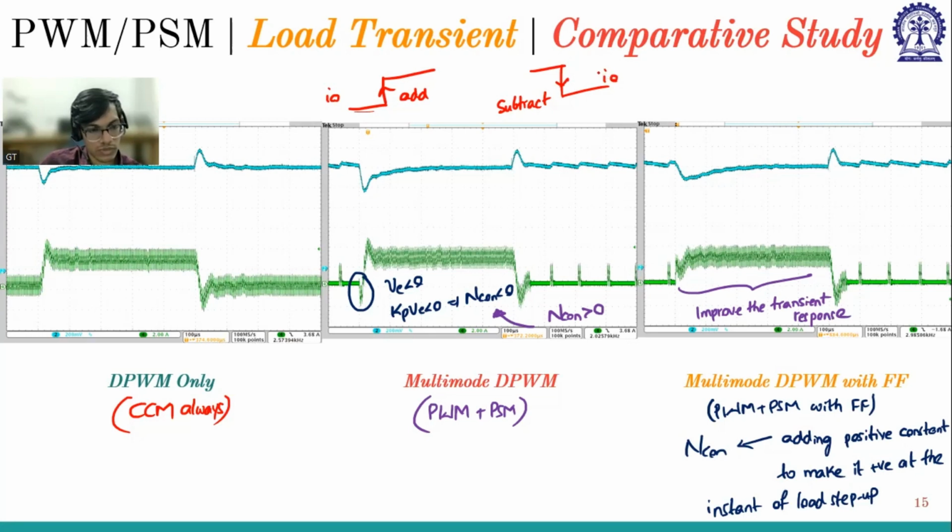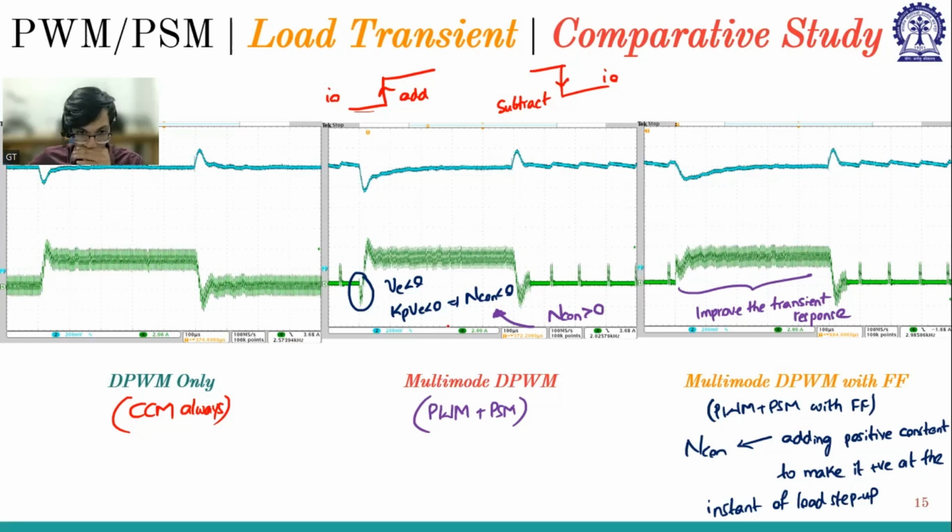Sir, one more thing: though we are adding feed forward only in the step up, it is not showing the undershoot. Yes. But in the other case, when we are entering the pulse skip modulation, there is an undershoot in all three cases, right? Yes.